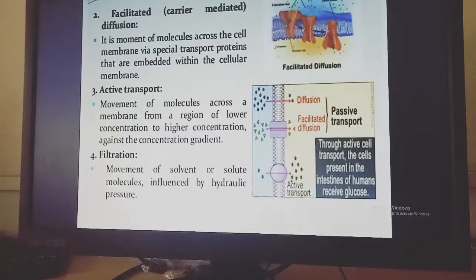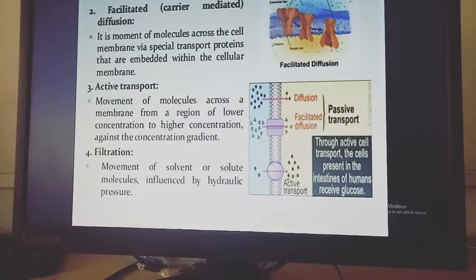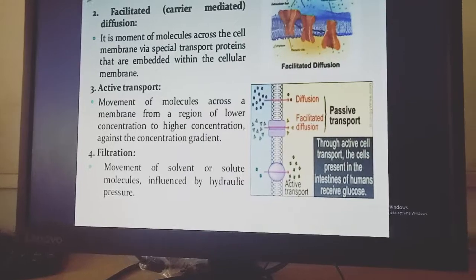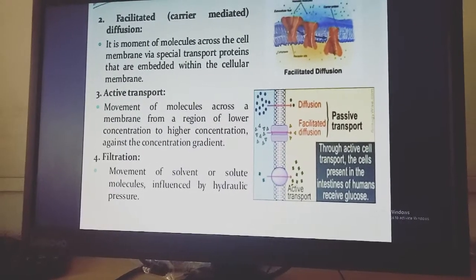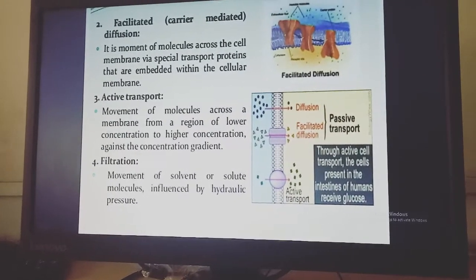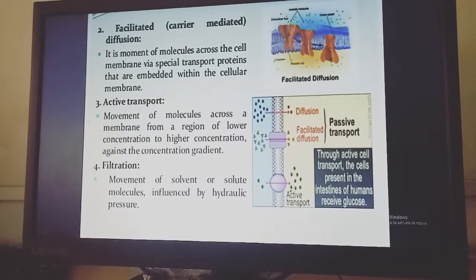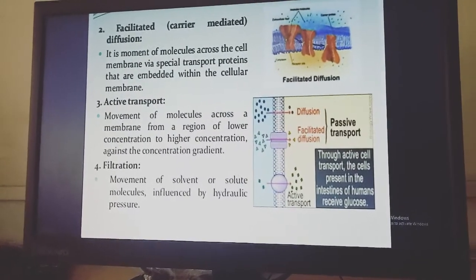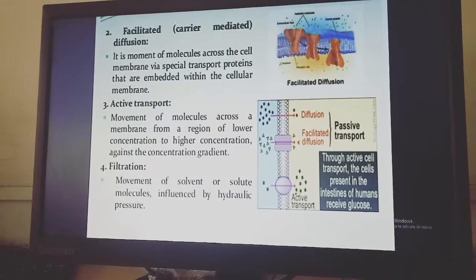Next is facilitated diffusion. It is the movement of molecules across the cell membrane via special transport proteins that are embedded within the cellular membrane. That is, the transport proteins are present in the cellular membrane.